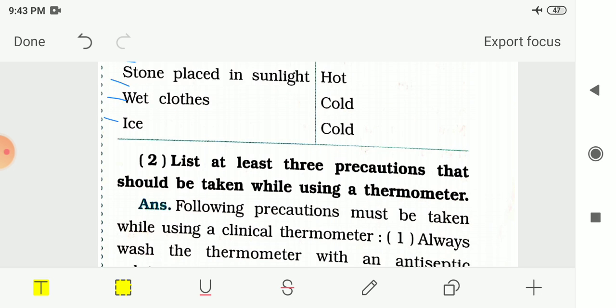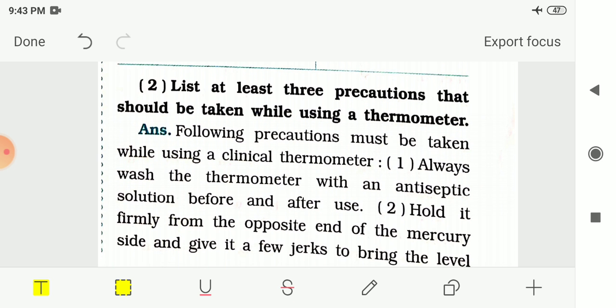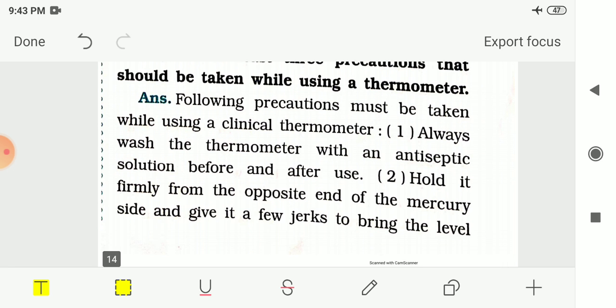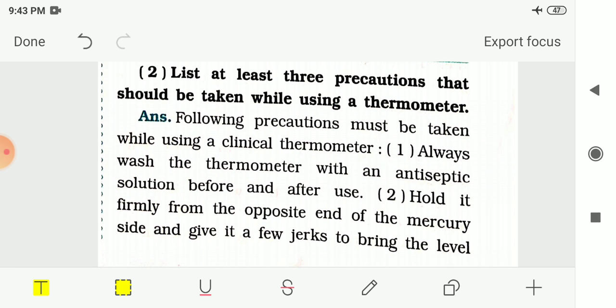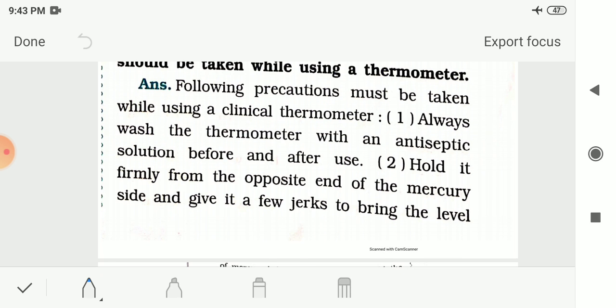Now next question, second number. List at least 3 precautions that should be taken while using a thermometer. What precautions should be taken by us while we are taking the measurement using the thermometer? The following precautions must be taken while using a clinical thermometer.